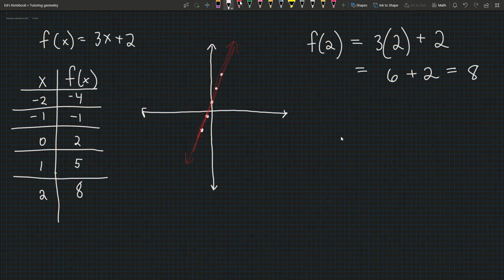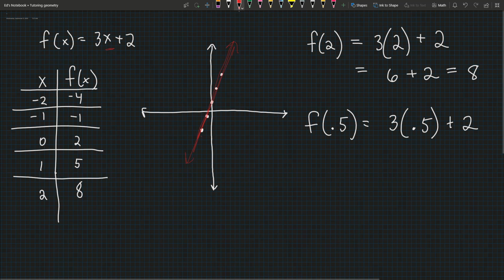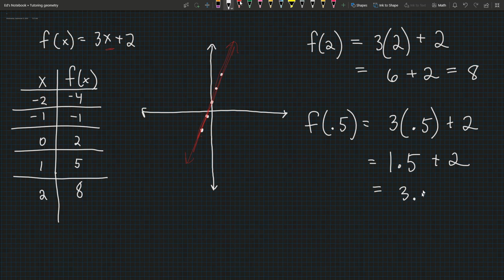to 8. And they give us another one that's similar, f of 0.5. So I have 3 times 0.5 plus 2. I'm again just taking this value and plugging it in to my function for x. 3 times 0.5 is the same as taking half of 3, which is 1.5, plus 2, and that is all equal to 3.5.